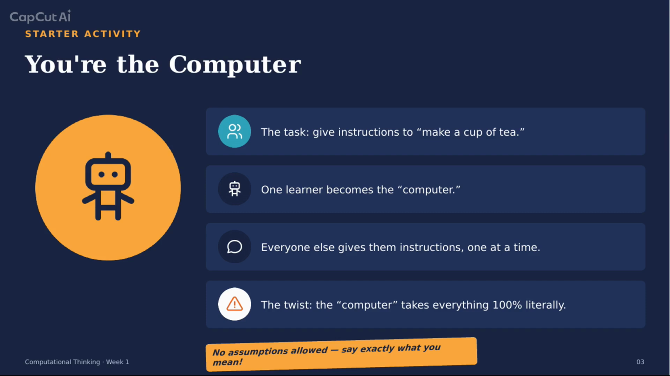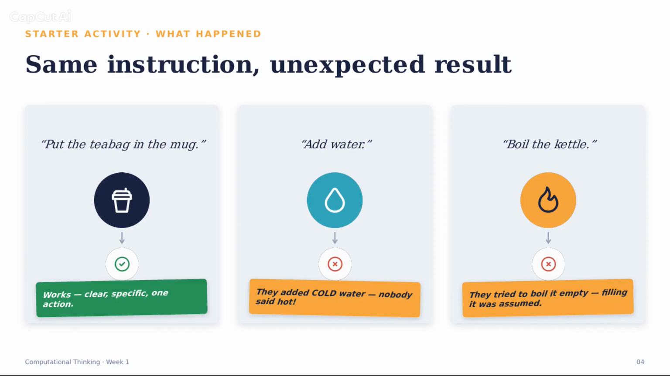Here's a game you can try right now, even by yourself or with friends. The task is simple. Make a cup of tea. One person becomes the computer. Everyone else gives them instructions, one at a time. But here's the twist. The computer has to take everything completely literally. No common sense allowed. No filling in the gaps. Just exactly what's said. Sounds easy, right? It never is. Let's see why.